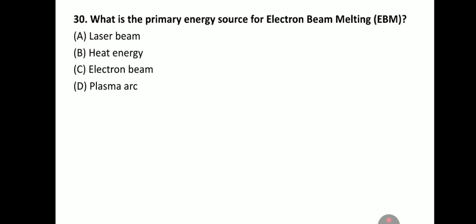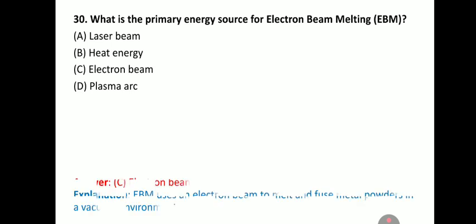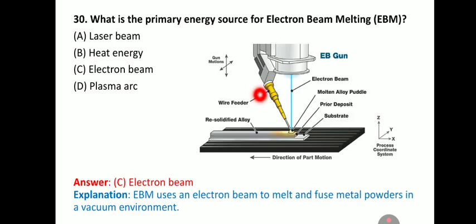What is the primary energy source for electron beam melting, that is EBM? So the answer is electron beam. So here you can see the electron beam, and this is the material in the form of wire. This wire is melted with the help of this electron beam so as to deposit it layer by layer.